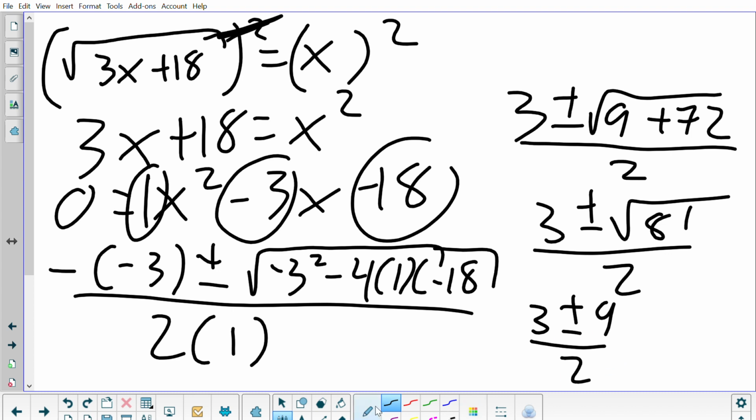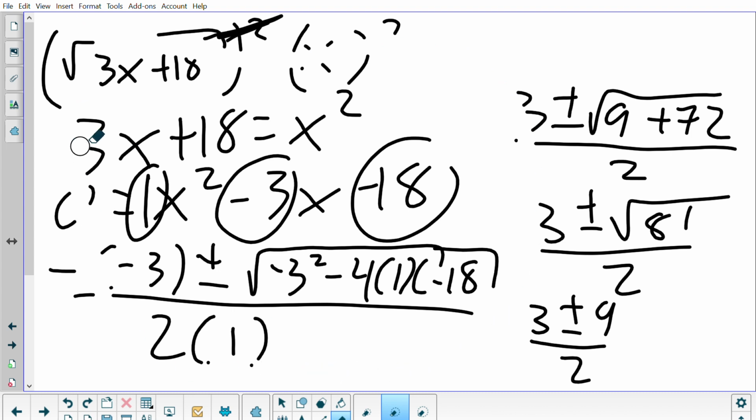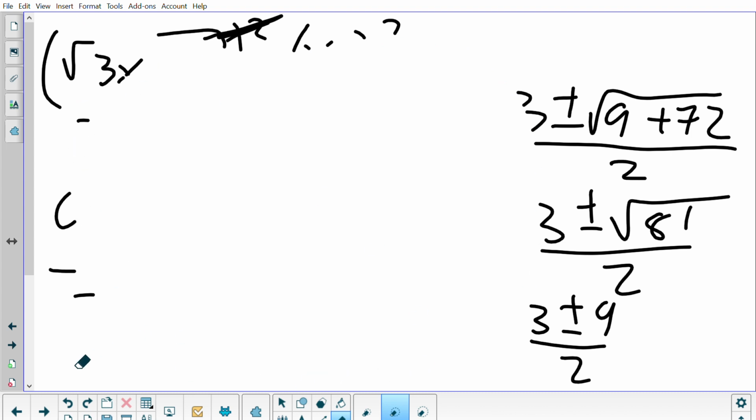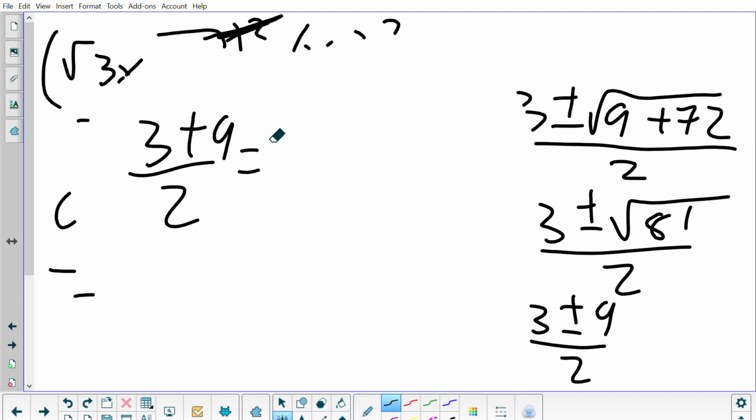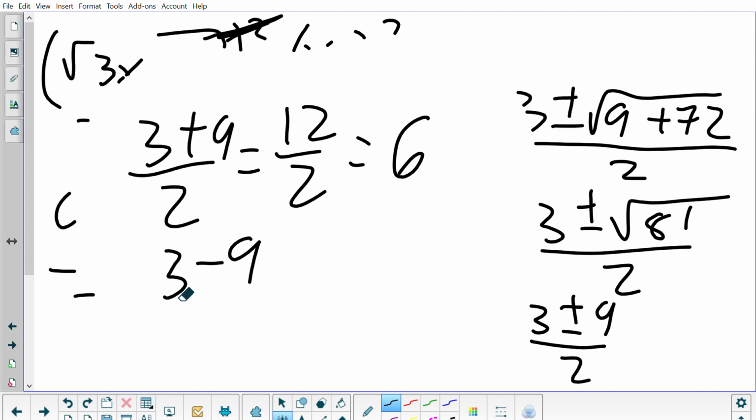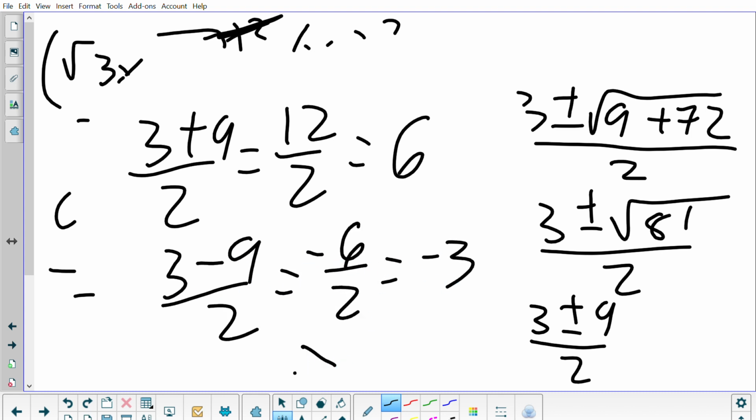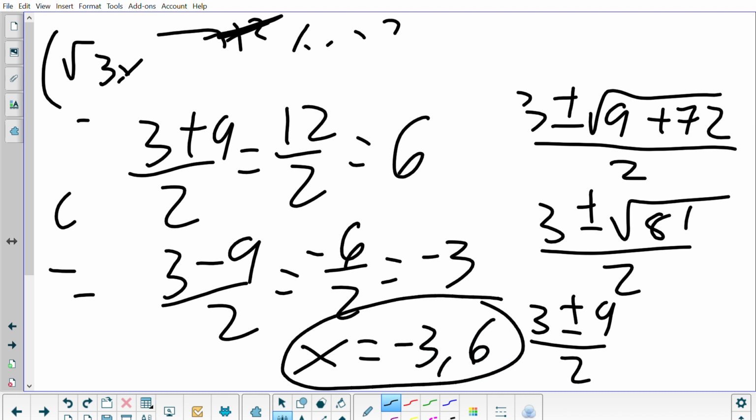At this point, I can make this into two different equations. So I'm going to have 3 plus 9 over 2. I get 12 over 2, or 6. And then I can do 3 minus 9 over 2, or I get negative 6 over 2, or negative 3. So x is equal to either negative 3 or 6.